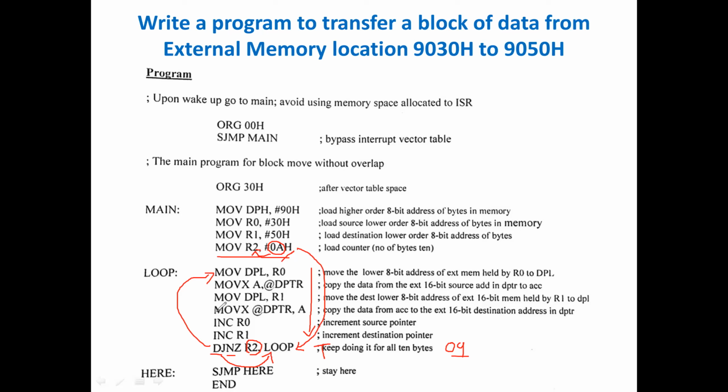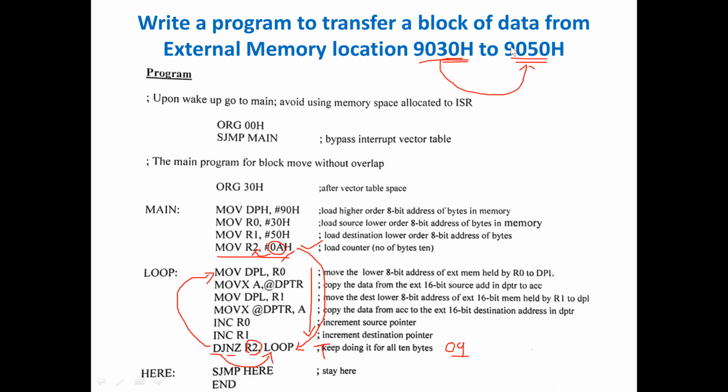Coming to the loop, I am going to take the data from this address and place it in that address continuously. I told you the counter is 10, so I'm going to do 10 iterations. That is, I'm going to take 10 data starting from address 9030H and put them in 9050H continuously.